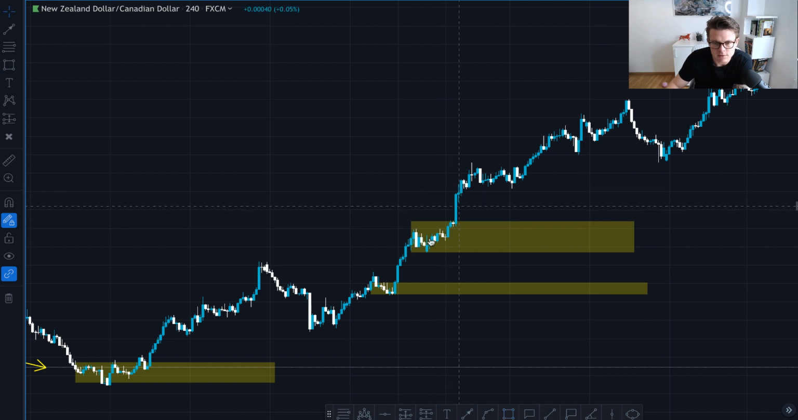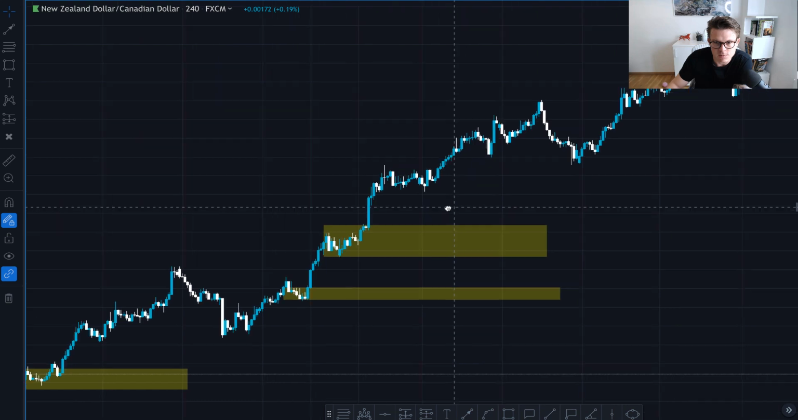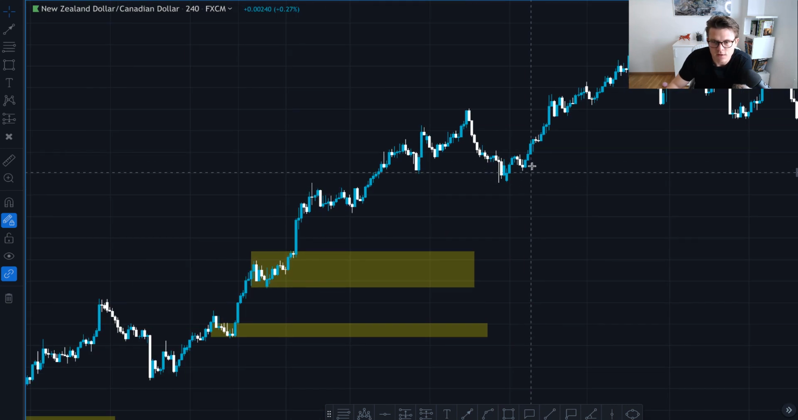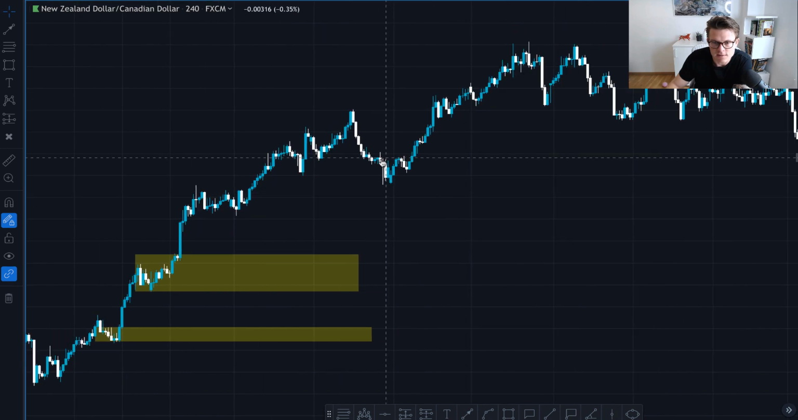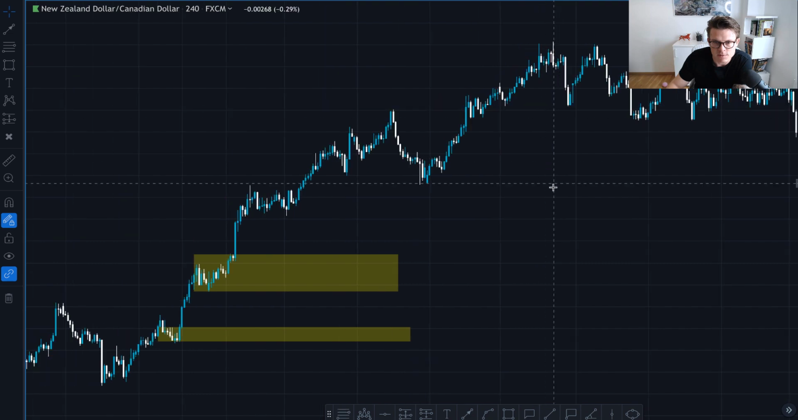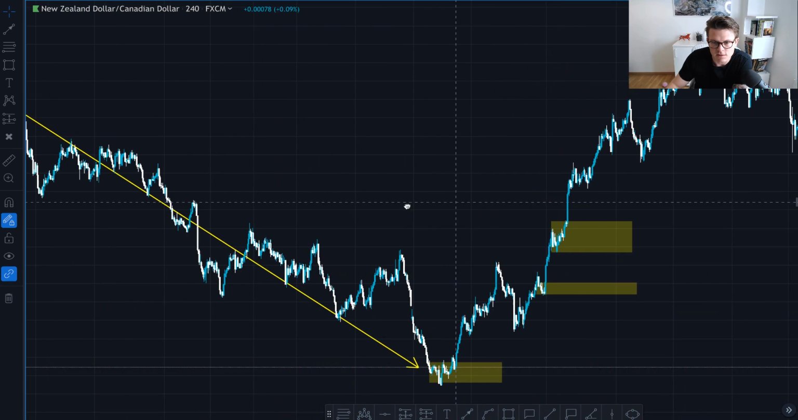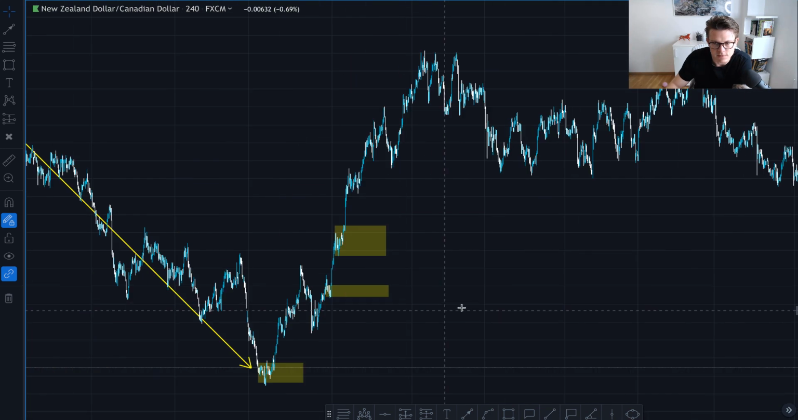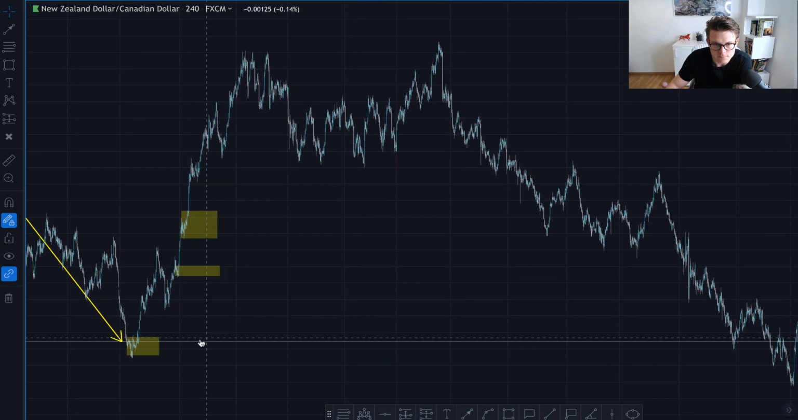So you can see there are two demand areas just on top of each other. Here again, a small consolidation, but no explosive move. And then here again, you can see a consolidation, not an explosive move, but also a strong move to the upside. And let's see what actually those areas show us on our charts. So you can see, let me zoom out again.